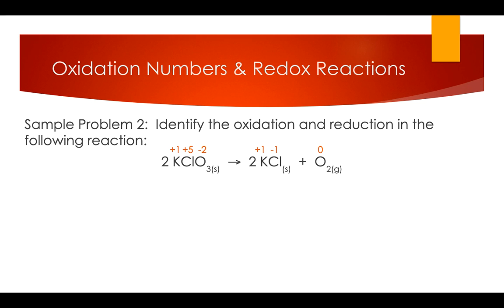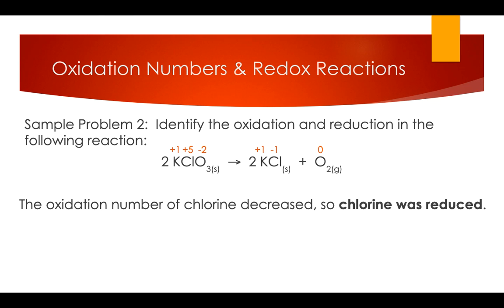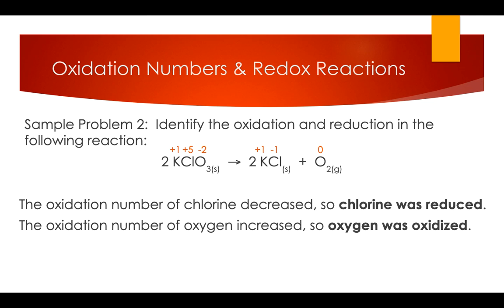Now when we compare, we see that potassium's oxidation number hasn't changed. Chlorine's oxidation number has decreased, so chlorine was reduced. And oxygen's oxidation number has increased, so the oxygen was oxidized. So that's how you can determine oxidation numbers and use them to figure out if a reduction and oxidation has occurred in a reaction.